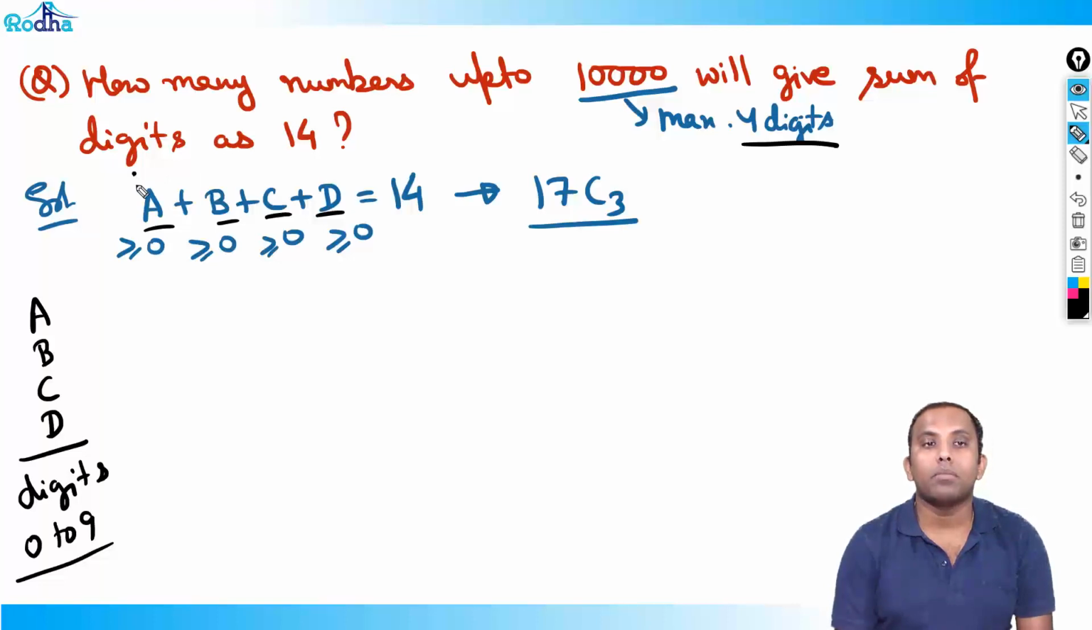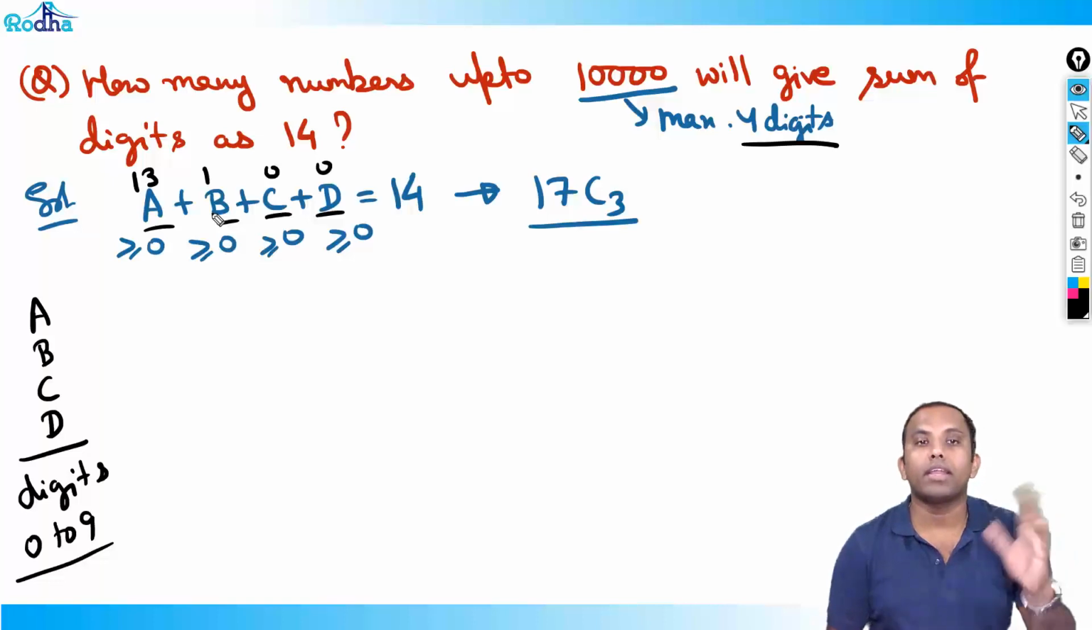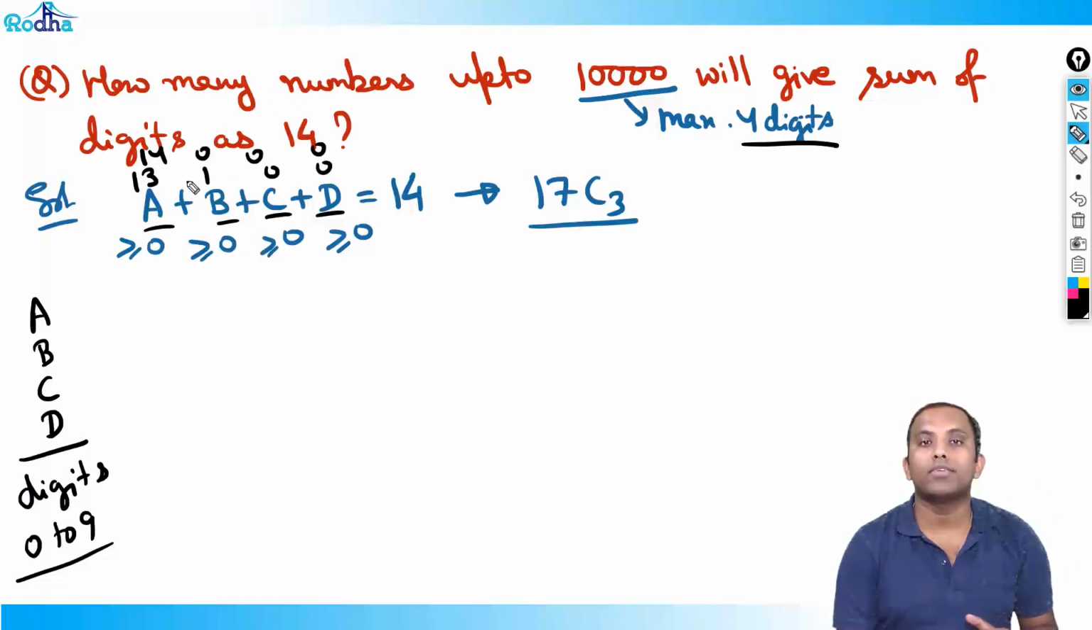But if you take the total number of solutions without putting any constraint on A, B, C, D, then A can be 13, B can be 1, C can be 0, D can be 0. This is like asking in how many ways 14 chocolates can be given to 4 persons A, B, C, D, in which A can get 13, or someone can get 14, or someone can get 10. All those solutions are counted here. That means this is not the correct answer. Basically, something extra has been counted.